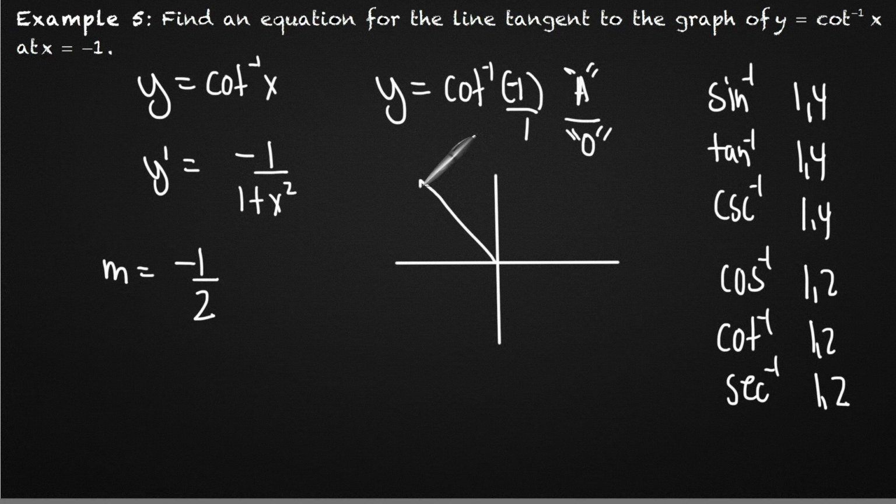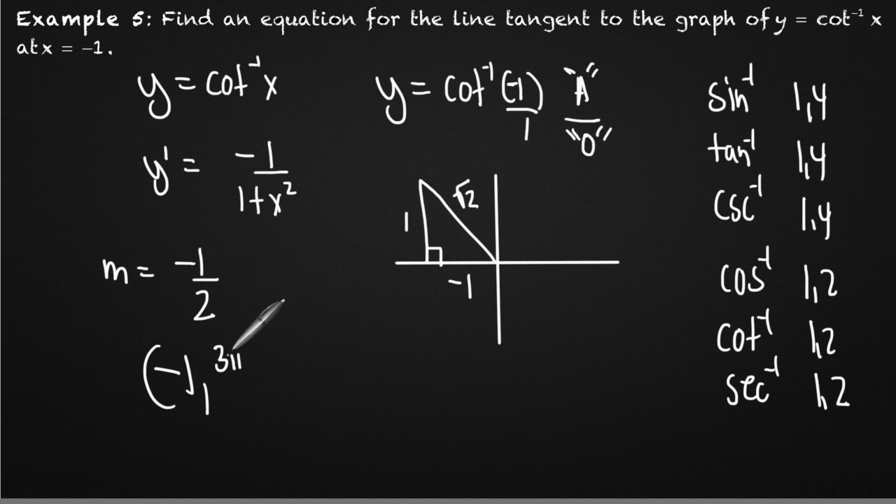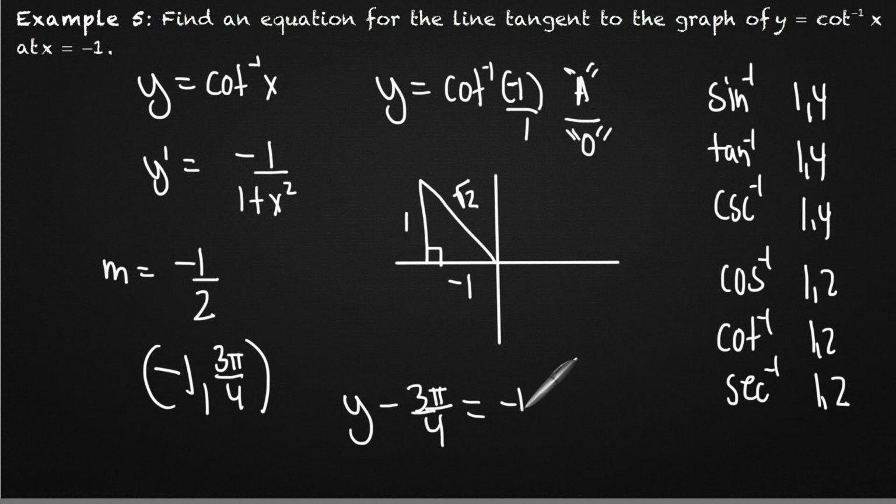So here is our triangle. We're going to make our adjacent side negative 1, our opposite side 1, and then our hypotenuse will be root 2. So we can see that this is going to be 135 degrees or 3 pi over 4. So our x is negative 1, our y is 3 pi over 4. So we can do y minus 3 pi over 4 is equal to our slope, negative 1/2, times x minus negative 1, which is x plus 1.